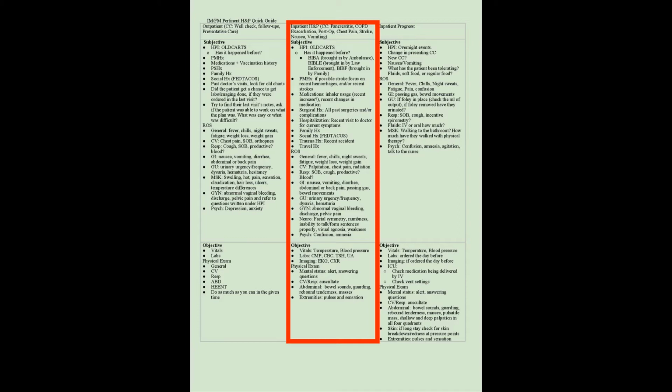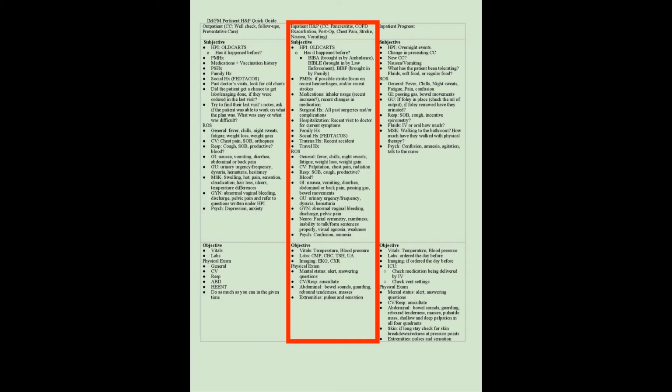If they're coming in with chest pain, palpitations, chest pain radiation, where does it go? Shortness of breath, cough, is it productive? Is there blood? If they're coming in for GI bleeds or any nausea, vomiting, always ask the GI questions. When was their last bowel movement? Have they been constipated? Have they had diarrhea? GU, urinary urgency, frequency, dysuria, hematuria. Ask about GYN if applicable, and neuro if they're coming in with stroke symptoms.